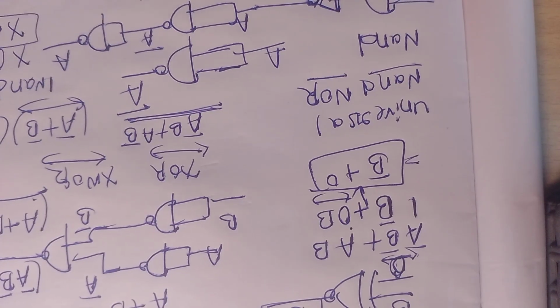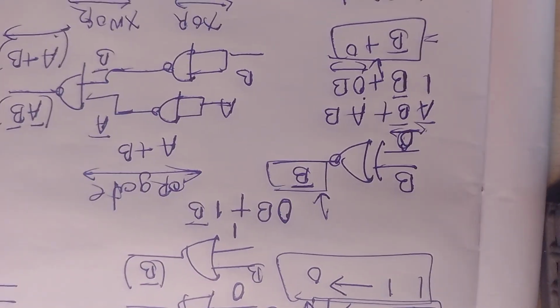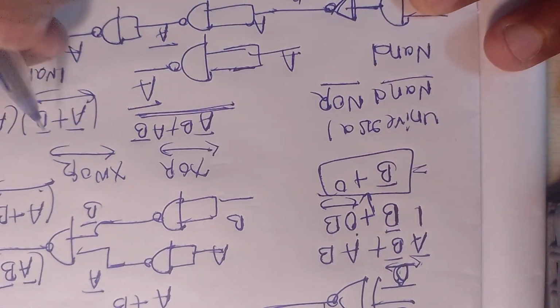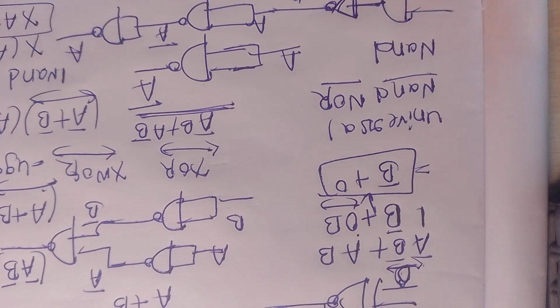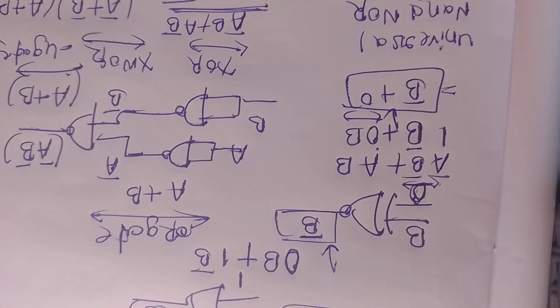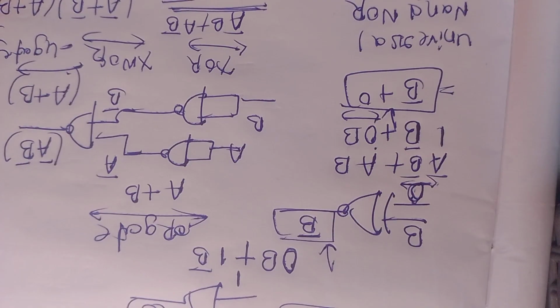To implement this I need 3 gates. Total 4 gates are needed. To implement this I need 4 NAND gates. To implement the XNOR I need to invert now, so I need 5 gates. So these are nothing but universal gates. NOR is also the same as that.